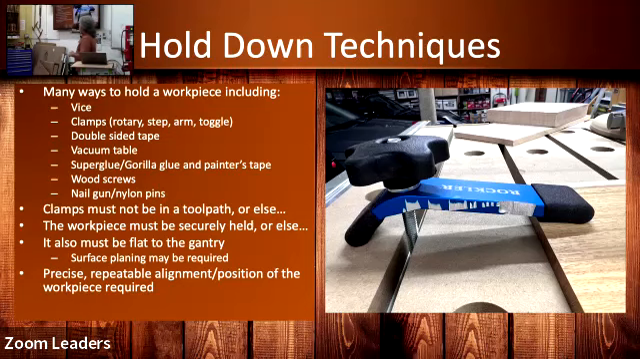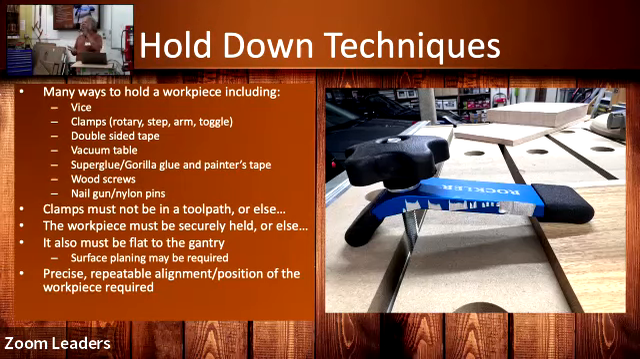The workpiece must be held securely or else. And it also must be flat to the gantry, especially if you're doing particular carving. Sometimes, as we all know, wood tends to warp. You've got to either clamp it down really good or give it a surface planing to make sure that you get good consistency, or use the technique that Dave called touch off.